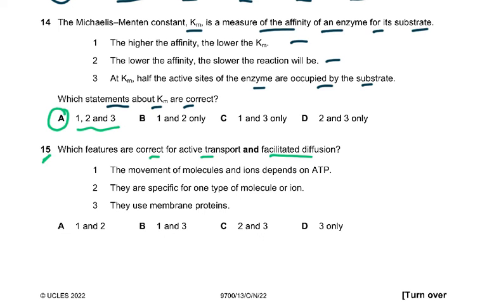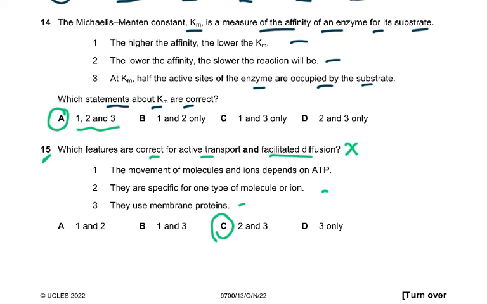The movement of molecules and ions depends on ATP. No, facilitated diffusion does not depend on ATP. It's only active transport which depends on ATP. Then, they are specific for one type of molecule or ion. They use membrane proteins. Now, what do you think is the answer? Now, naturally, the answer is C.